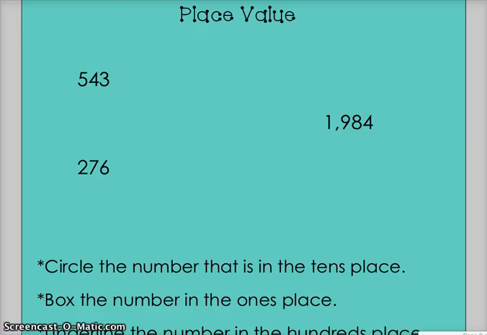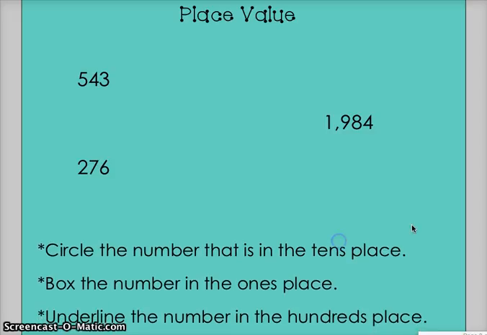Let's start with just refreshing our brains on finding place value. Let's circle the number that is in the tens place. Look at the number 543. The number that is in the tens place is the 4. The value of that number is 40.